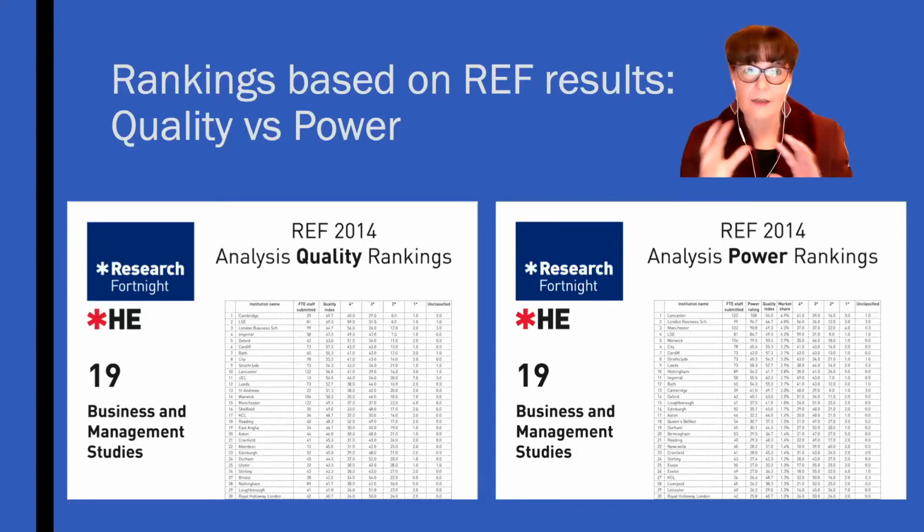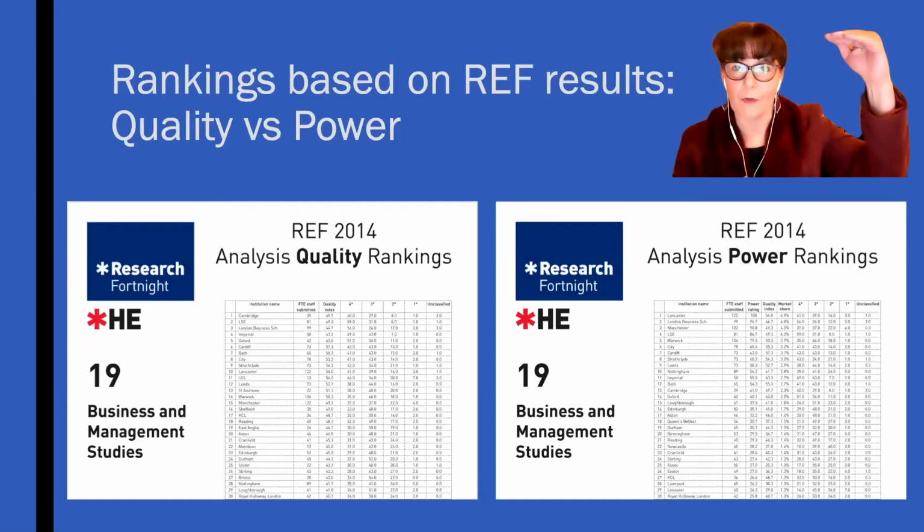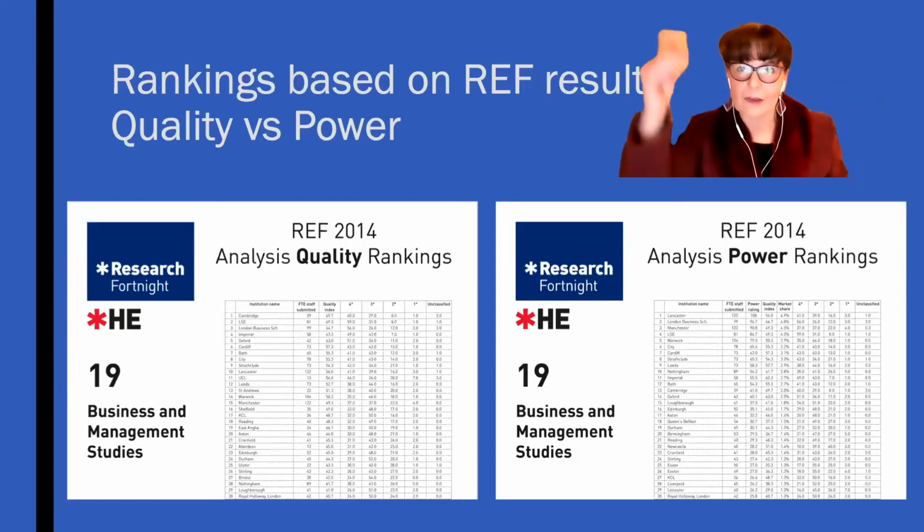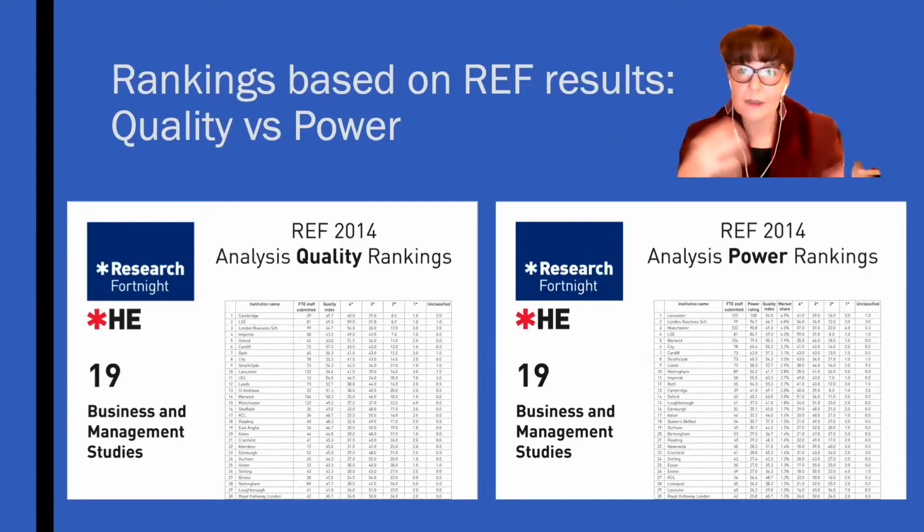So this has resulted in different types of games being played by universities, with some universities trying to get high up the quality ranking and not submitting as many members of staff. And another university saying, we want to maximize the power ranking, we submit a large number of people and we maximize our funding. So there's all these games being played, and those were the games that were played in the last REF, the 2014 REF.